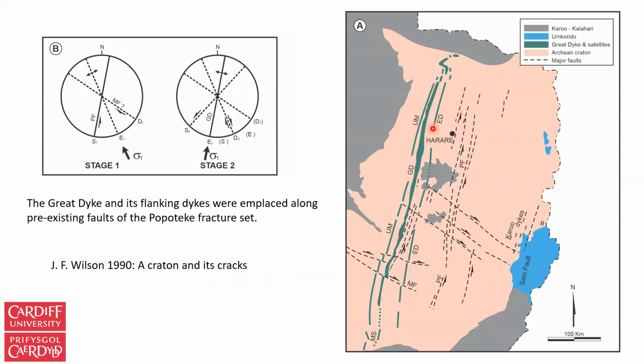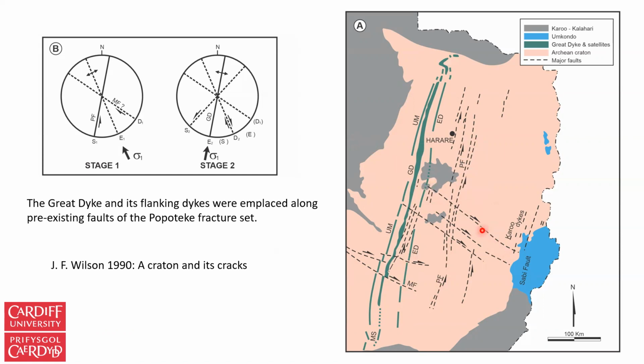Let me carry on now to be a bit more specific about intrusion mechanics for the Great Dyke first. And I'll just point out to begin with that the Great Dyke is, of course, flanked by the Vermeulen Dyke to the west and the East Dyke to the east, for much of its length, and also that these features are parallel to a huge set of transcratonic fractures, the Popotecki fracture set, and probably formed contemporaneously with the Popotecki fracture set is another set of fractures, dextral, with apparent separations, the Mushandiki fracture set.